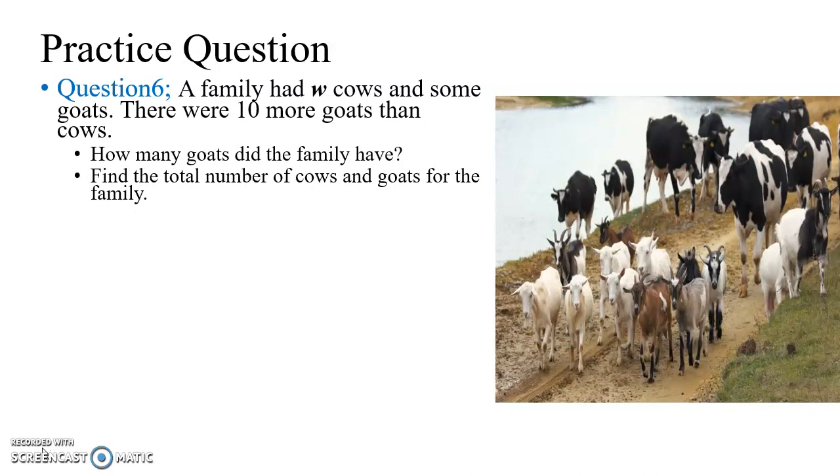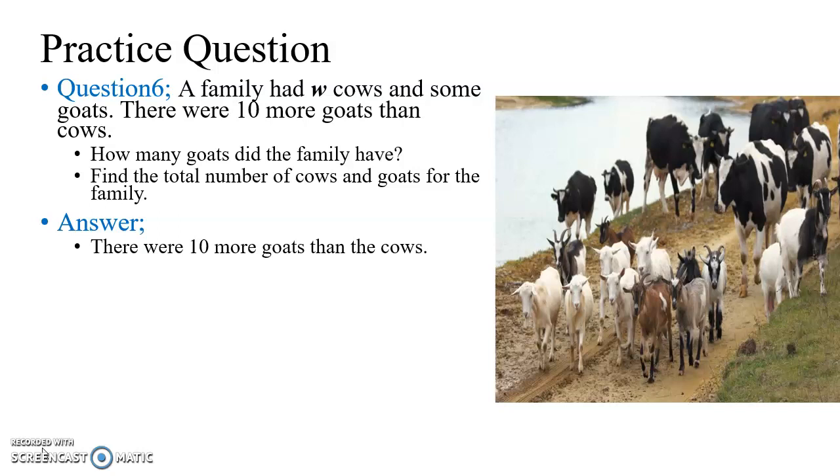So let's look at another question. A family had W cows and some goats. There were 10 more goats than cows. How many goats did the family have? Find the total number of cows and goats for the family.